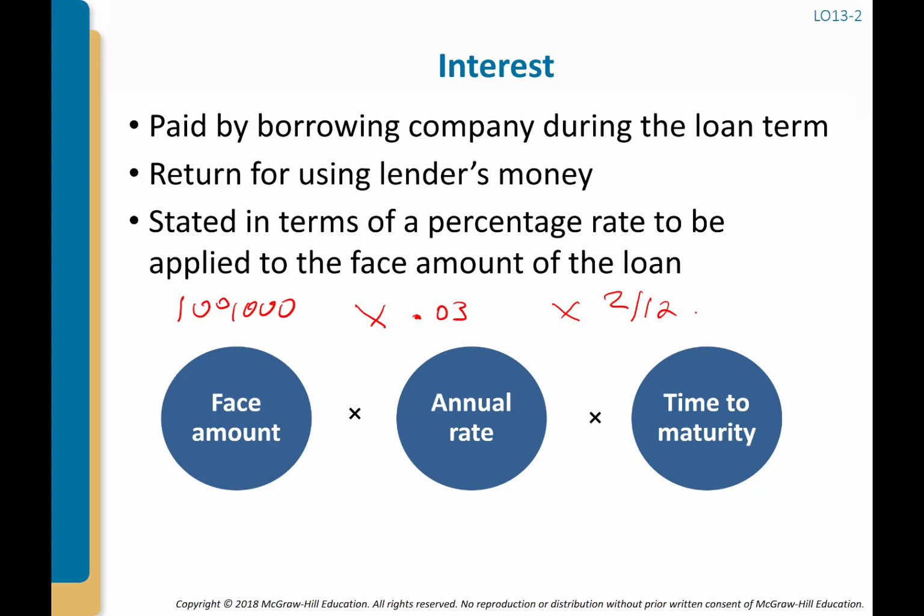100,000 times 0.03 times 2 divided by 12 equals what? 500? Somehow I got 72,000. I know that's not right. 500? Okay. So what's the journal entry there then?